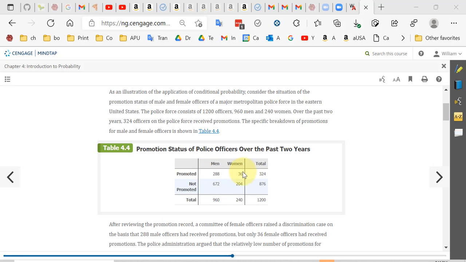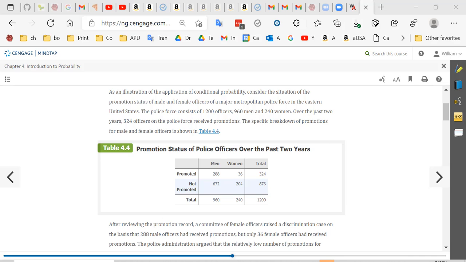And here, this is 36 police officers who were women and who were promoted. And this is 672 police officers that were men and not promoted, and 204 police officers that were women and that were not promoted. So this is some data.